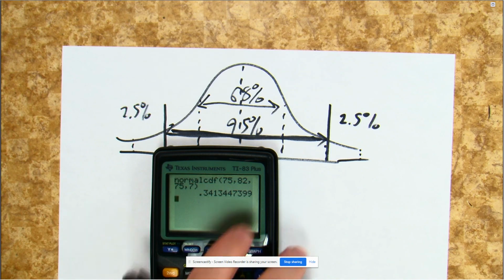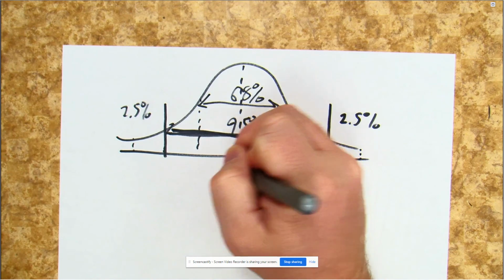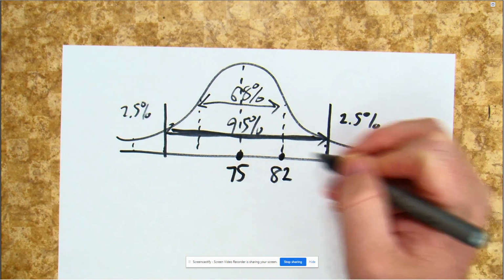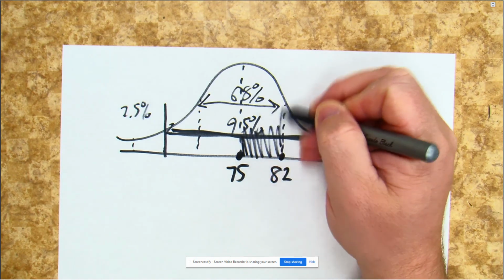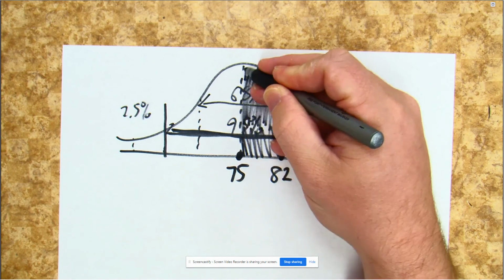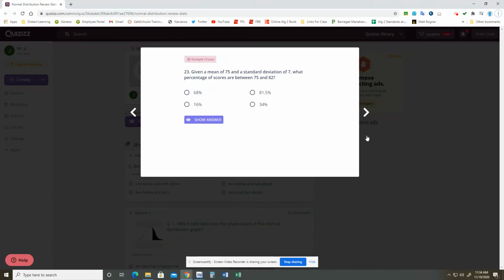Now, if I were to actually label this graph with a mean of 75 going up to 82 with the standard deviation of +7, of course, that would just be this region being shaded in, which is approximately half of the 68% that we named in the empirical rule, which 68 divided by 2 is 34, which is why this is approximately 34%.